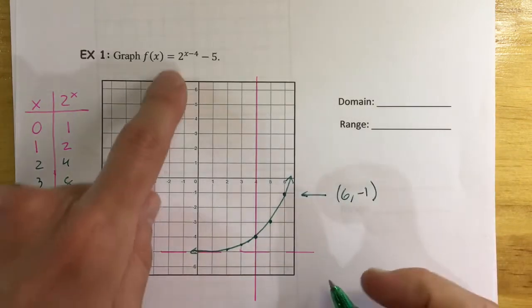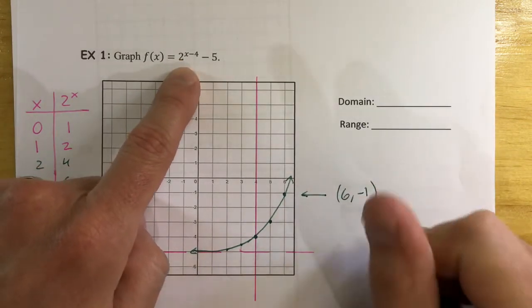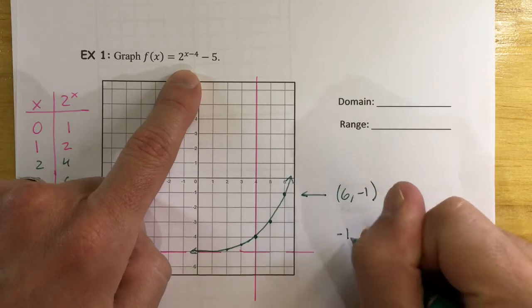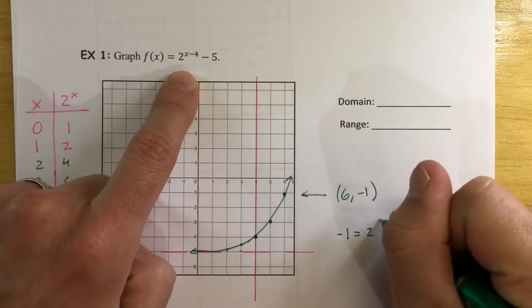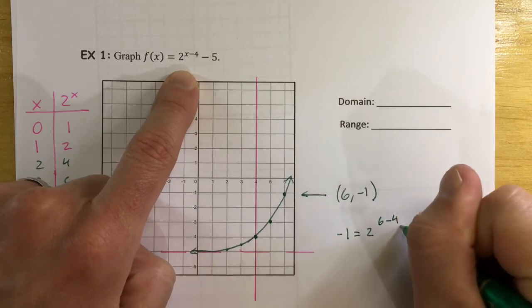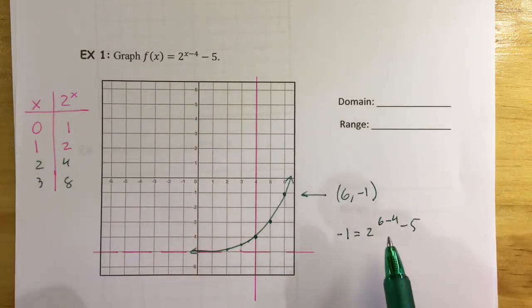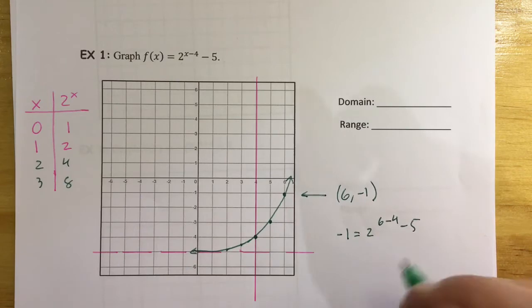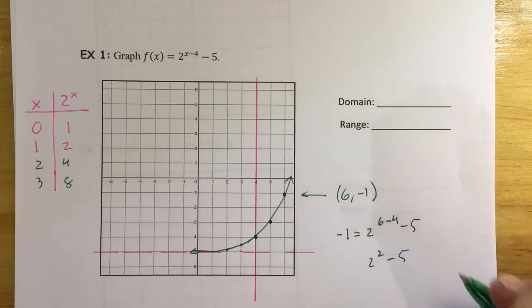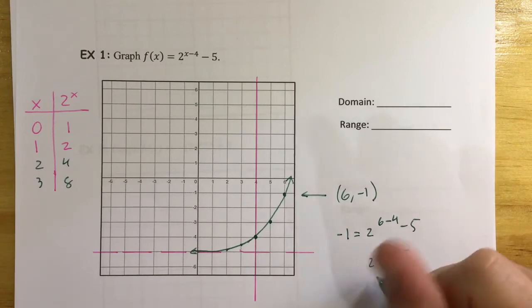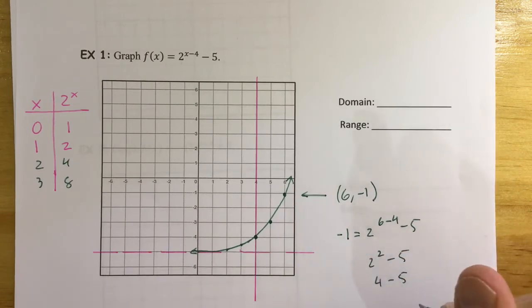I want to test that out in the original function. So what we're hoping is that the output is going to be -1 when the input is 6. So let's check it out. First, you're going to subtract those exponents, which is going to give you a 2. So we got 2 to the second power minus 5. 2 to the second power is 4, and 4 minus 5 is, in fact, -1. So our equation, at least on that one point, but I can tell you it will for the rest, is working out.